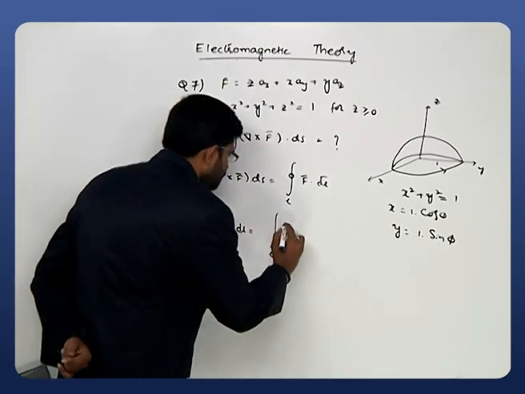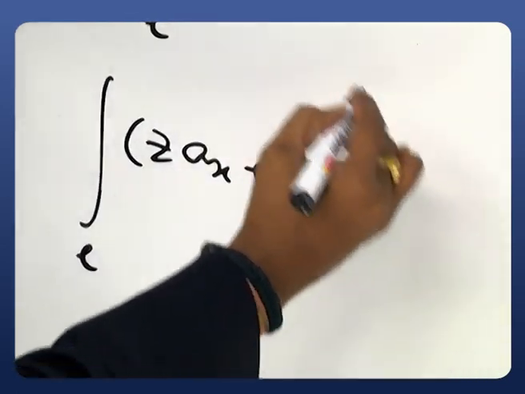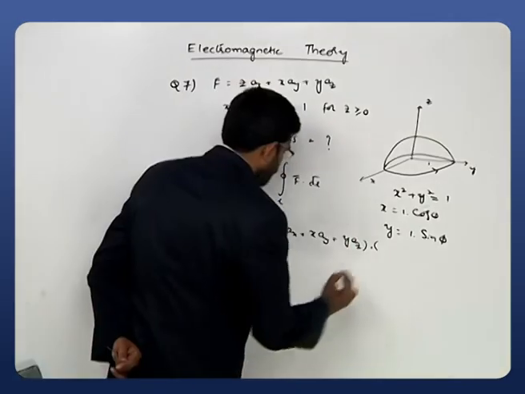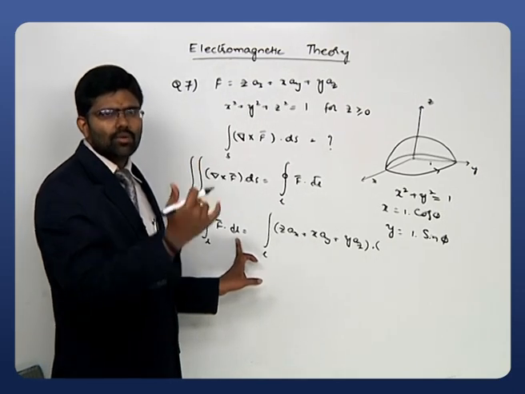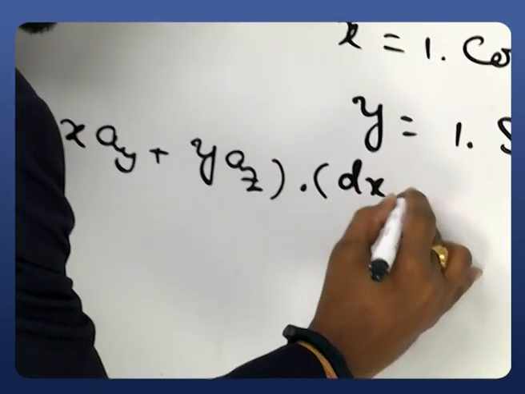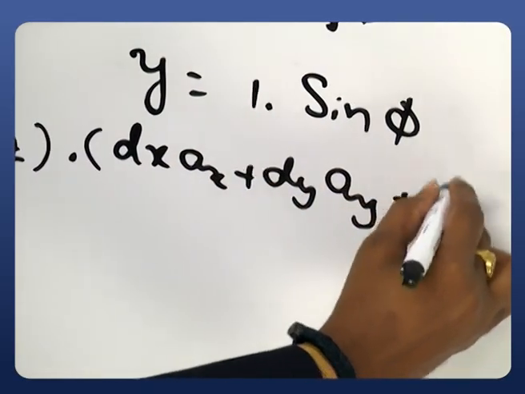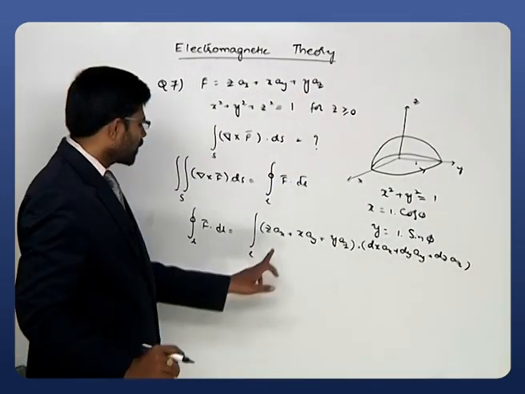F bar is z a_x plus x a_y plus y a_z, dot dL. The dL expression in our Cartesian coordinate system is dx a_x plus dy a_y plus dz a_z. So now go for the dot product.